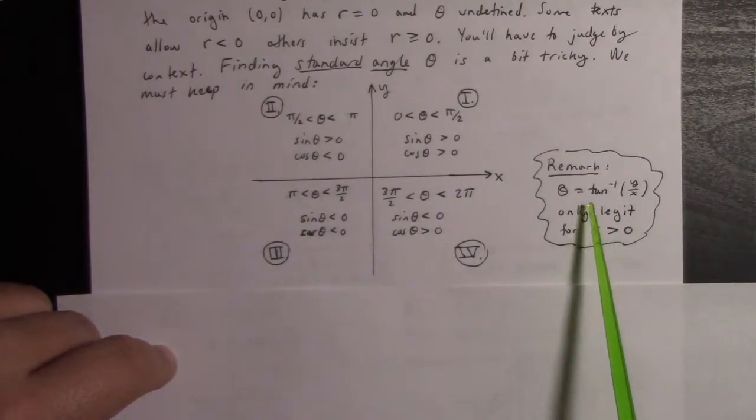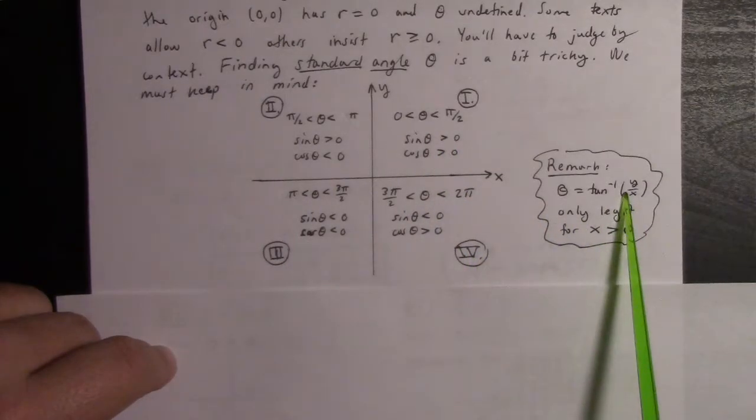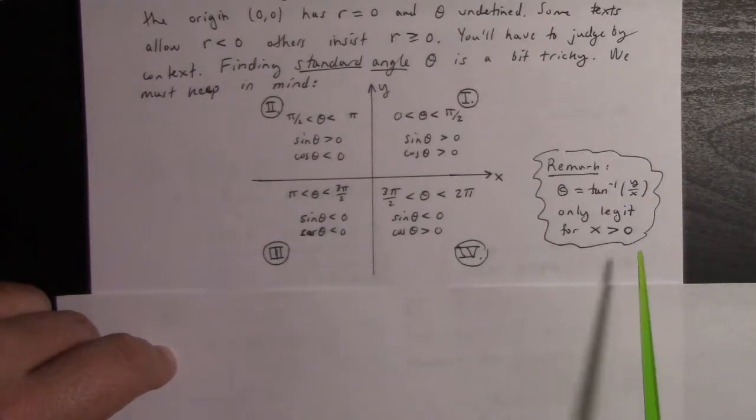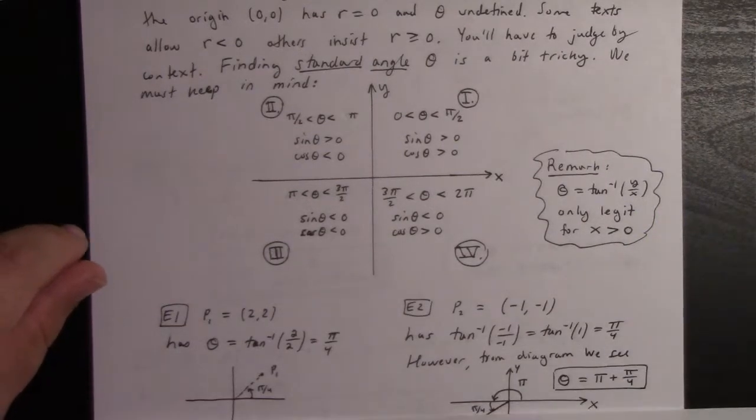I should mention that theta is the inverse tangent of y over x is only a legitimate formula for x positive. In quadrants 1 and 4, this formula works. In quadrants 2 and 3, it will not help you unless you interpret it properly. So here's some examples of that.